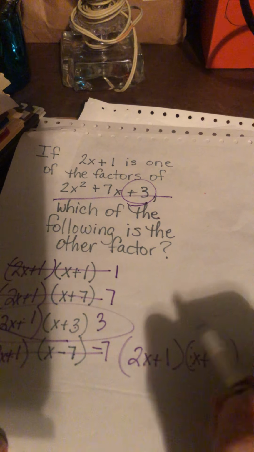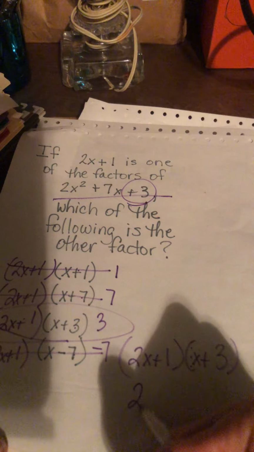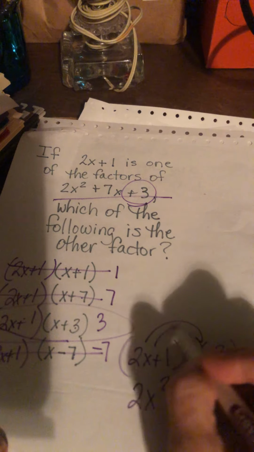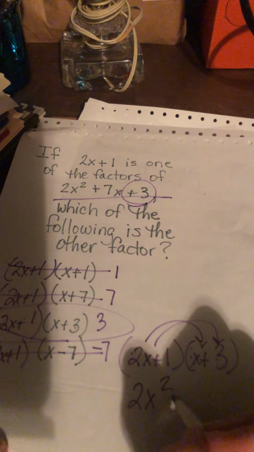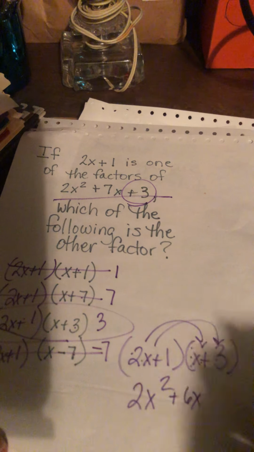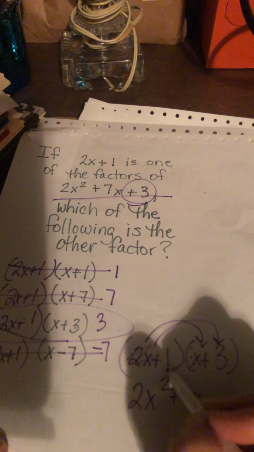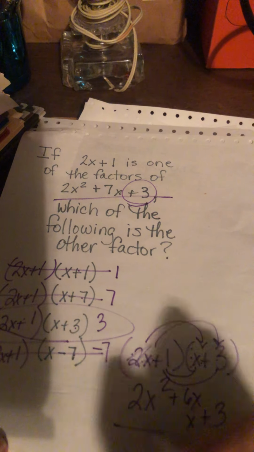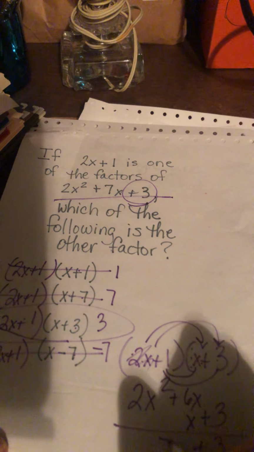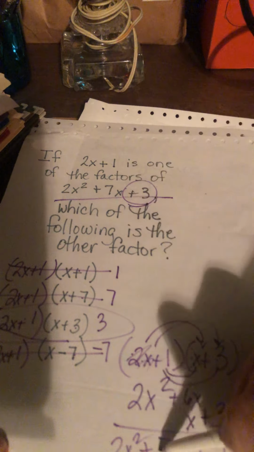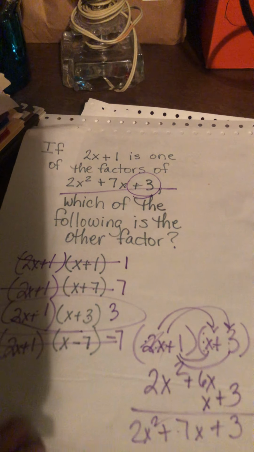2 times my understood 1. 2 times 1 is 2. X times x is x squared. So it went here. Now it needs to go here. So 2 times 3 is 6. Bring the x along. So 2x times 3, 6x. Done with the 2x. 1 times x is 1x. 1 times 3 is 3. I have 3 here. I have 7x. And I have 2x squared. Ta-da! Nice. Hopefully that was making sense to you.